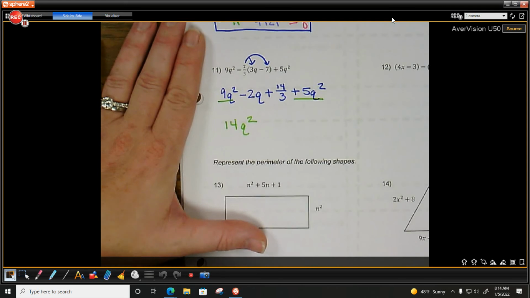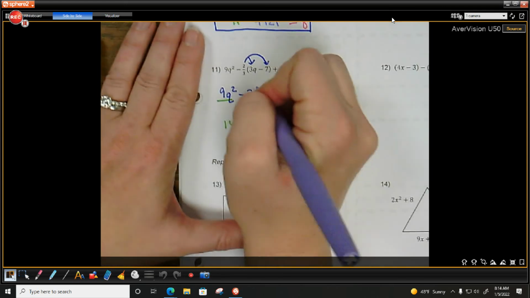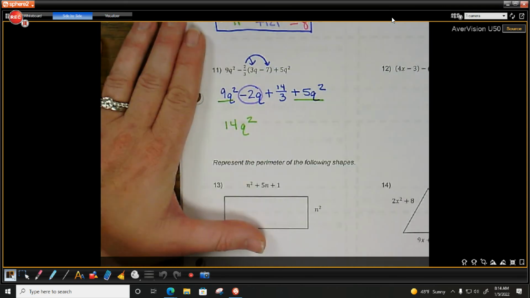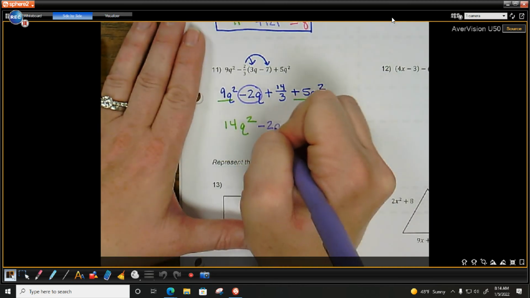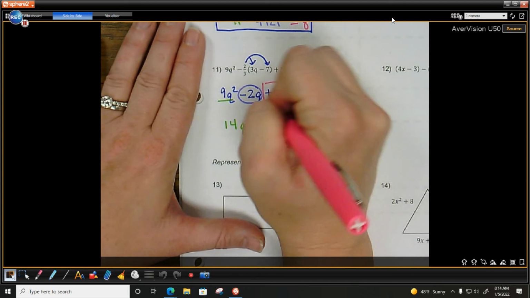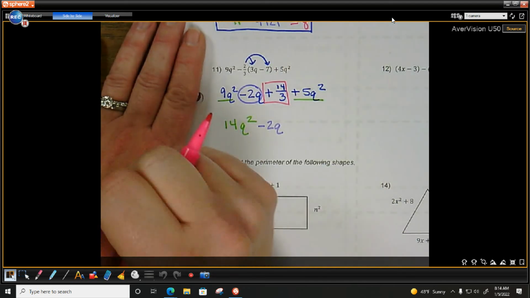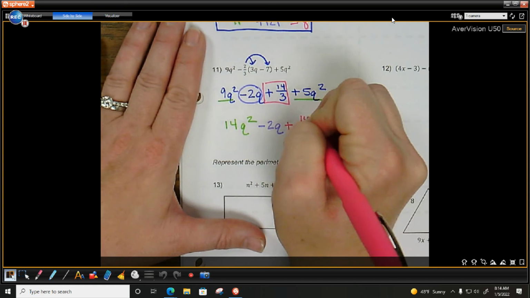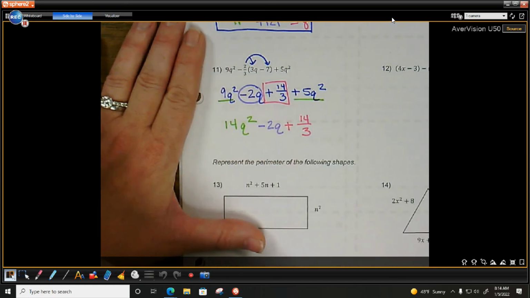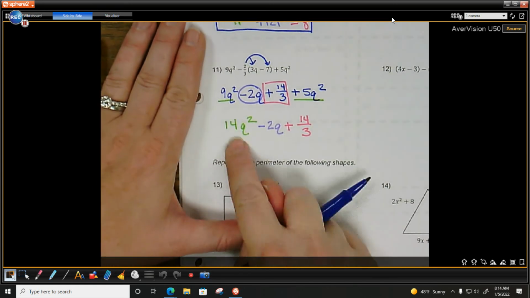Next I have my minus 2q. Is there a like term with that minus 2q? No, so it's just minus 2q. And then lastly I have my plus 14/3. Do I have a like term with plus 14/3? Are any of these like terms? Nope. Done.